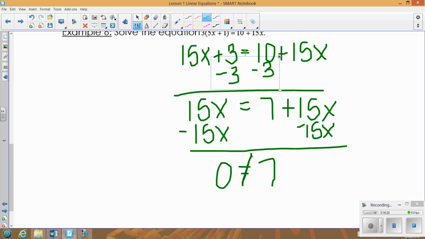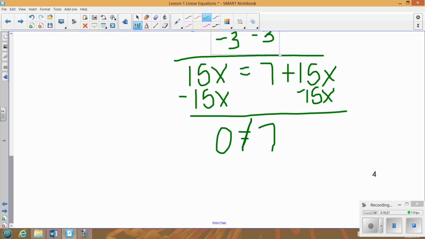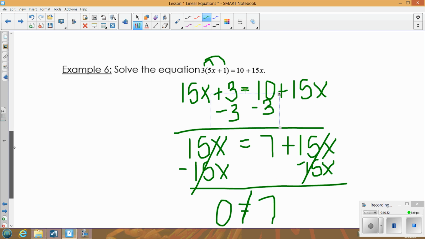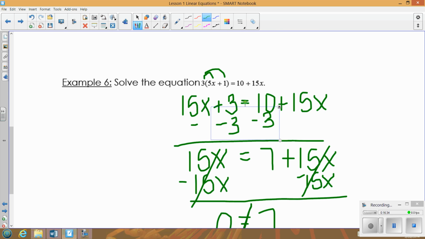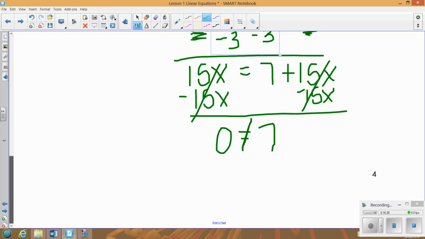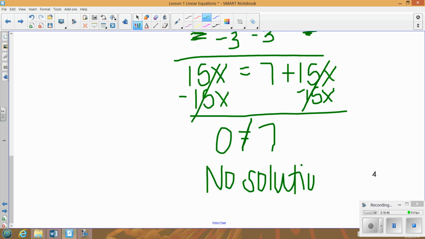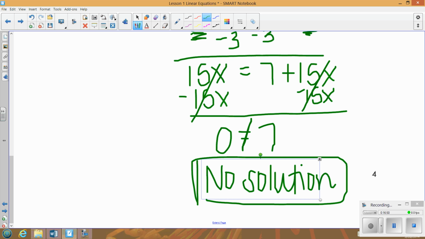So whenever you get a situation where something funky happens and terms cancel out, so see how my 15x is canceled out? I could have seen that right up here where see how the 15x's are on both sides? I know that they're going to end up canceling out. So since I got something that doesn't make sense or something that's not true, your answer to this question is just no solution. It doesn't happen a lot, but it is possible for you to get no solution with these.